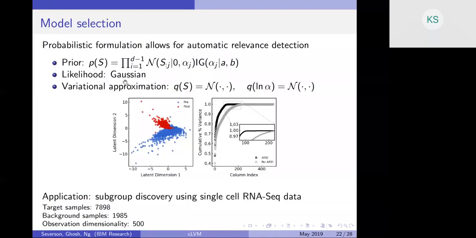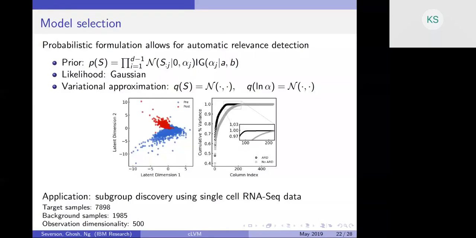And here we're using a Gaussian likelihood and this variational approximation. What I'm showing in the right-hand plot is the cumulative percent variance explained by the columns of the shared factor loading matrix. What we can see is we reach a sharp cutoff in the case where we have the ARD prior, where the dimensionality of the shared space is approximately 100.